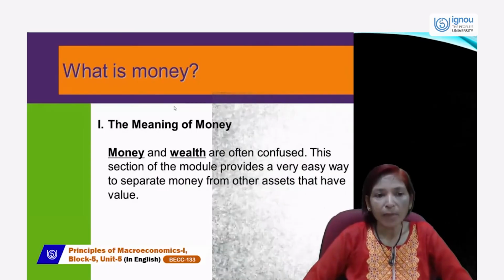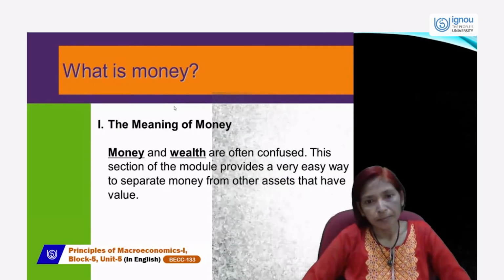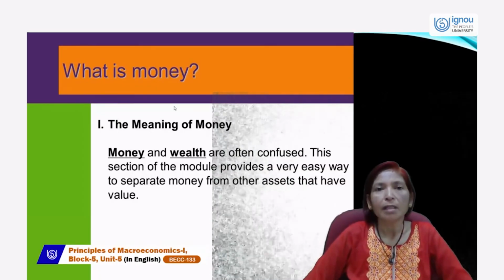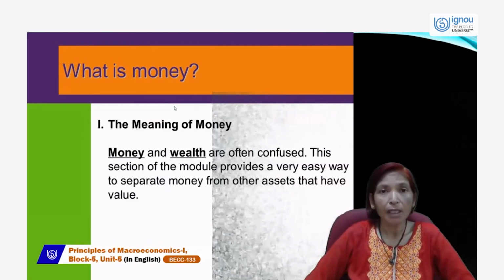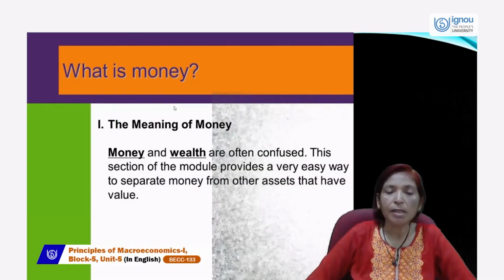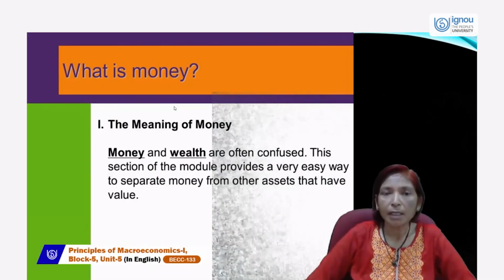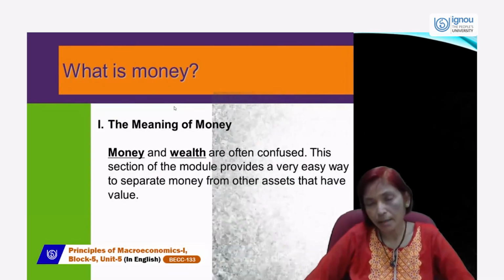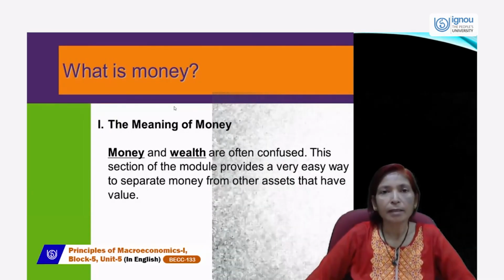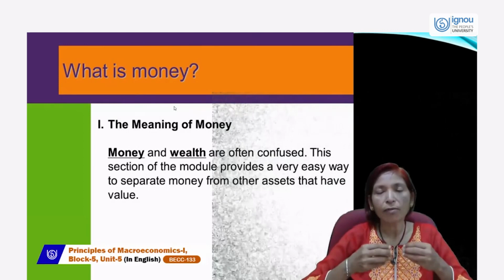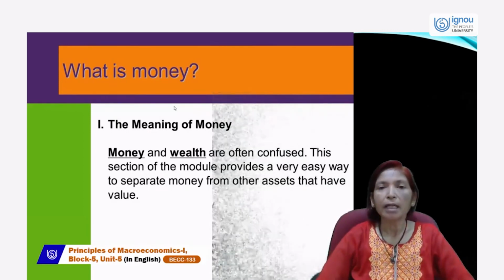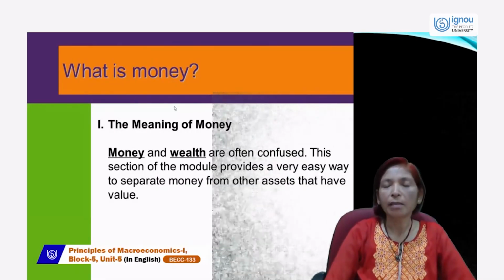So, the meaning of money: money and wealth are often confused. This section of the money unit will provide you a very easy way to separate what is money and what are the other assets which are called near money but not at the same rate of money or in terms of money. Money and near money are different things.